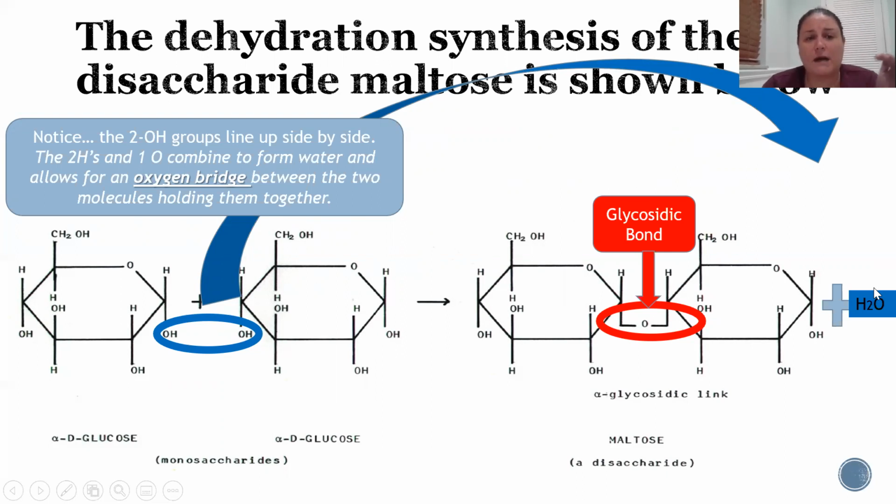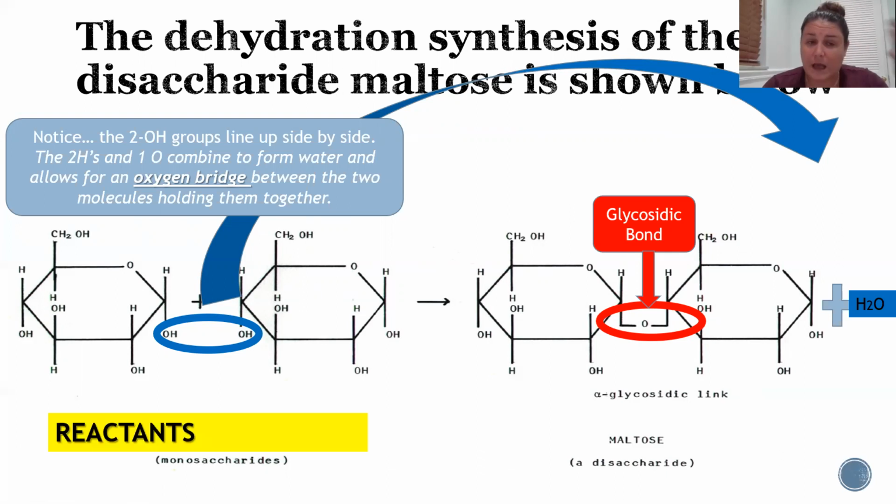And it's going to form kind of this oxygen bridge between the two, so that way they can be bonded together. And that bond, right, is a covalent bond, and they named these. So all the bonds that are going to hold together our polymers are going to have special names. And so the name for the type of covalent bond that holds our two monosaccharides together is going to be called a glycosidic bond. Sometimes it's also referred to as a glycosidic linkage.